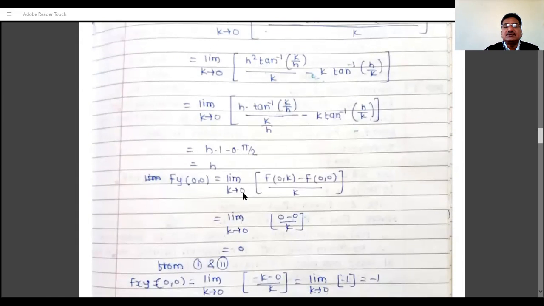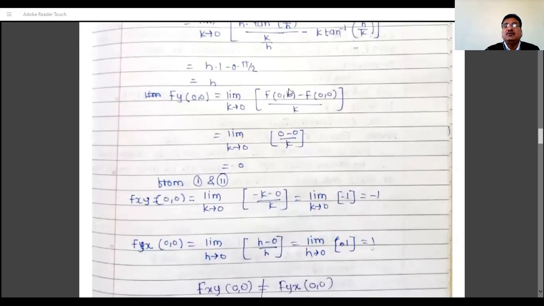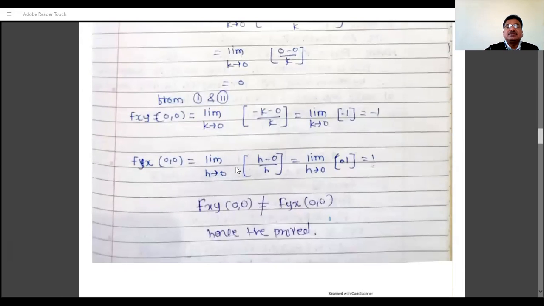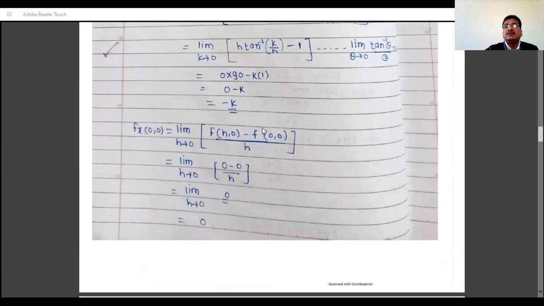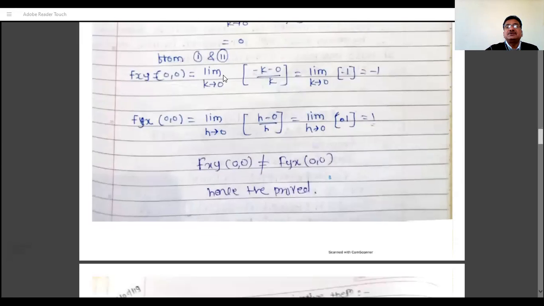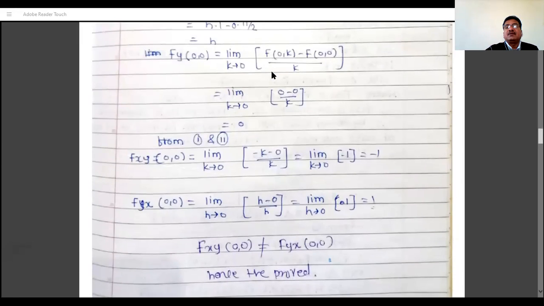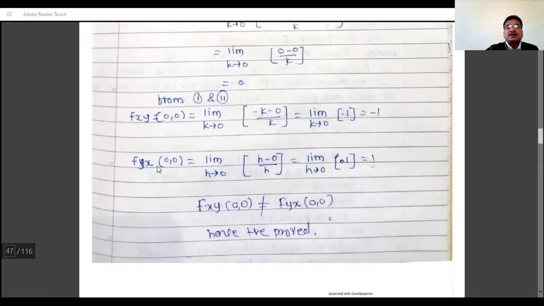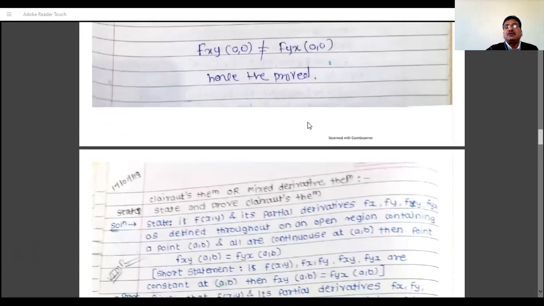Fy00 is what? The limit as k tends to 0 of F of 0k minus f of 00 divided by k. That is, substitute a and b both as 0, and both are equal to 0. And the answer is 0. Therefore, substitute all these values in equations number 1 and 2. We have the answer: Fxy00 is the limit as k tends to 0 of minus k minus 0 divided by k, that is minus 1, and the limit of minus 1 is minus 1. And Fyx00 is the limit as h tends to 0 of h minus 0 by h, because the values are h 0, and 0 h by h is 1, and therefore the limit of 1 is 1. So one answer is minus 1, another is plus 1, and therefore these two are not equal.